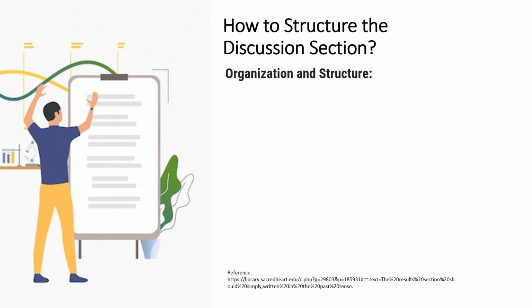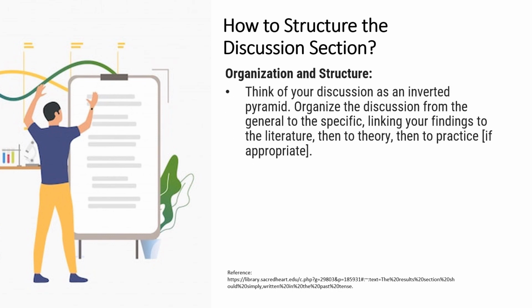So keep the following sequential points in mind as you organize and write the discussion section of your paper. First, think of your discussion as an inverted pyramid. Organize the discussion from general to specific, linking your findings to the literature. So link your findings to literature, you link it to theory, and you link it to practice.